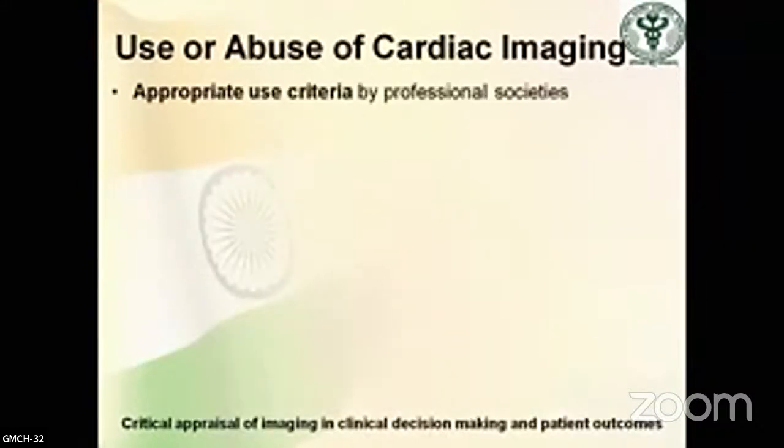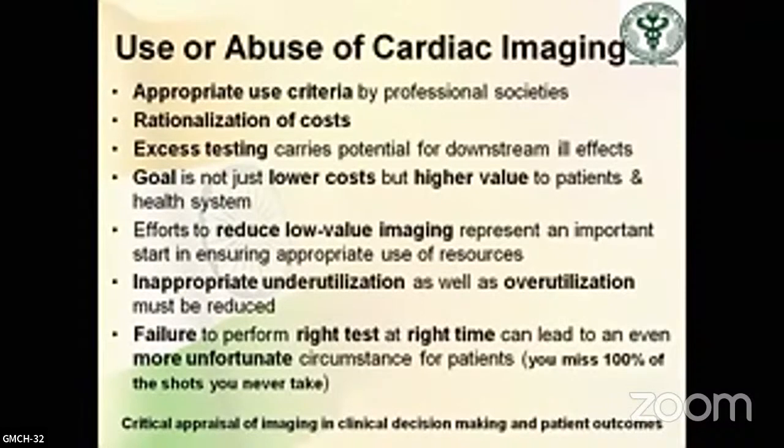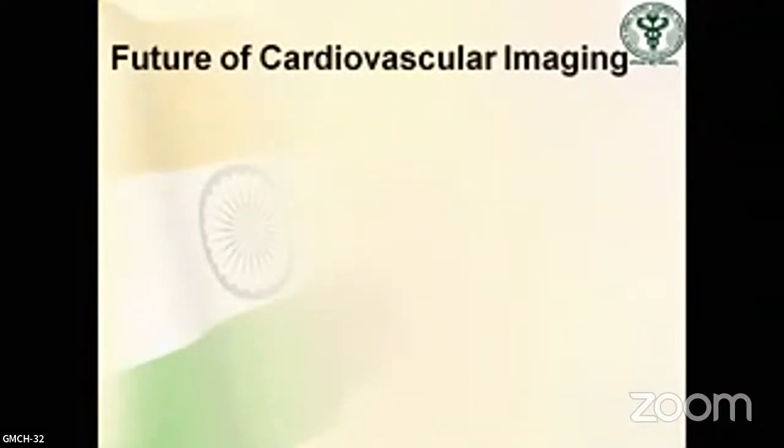So we need to stop this abuse by using appropriate use criteria, which many societies continue to publish. We need to become aware of them, use them to guide our selection of images. We should avoid excessive testing. It's important. But at the same time, we should also not be underusing or overusing a technique. It's important to choose the right image for the right patient. But it's also important that we don't deny the right image to the right patient. So that's what I said, judicious use of imaging.